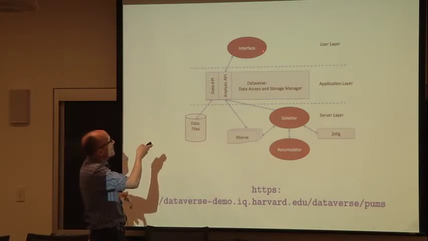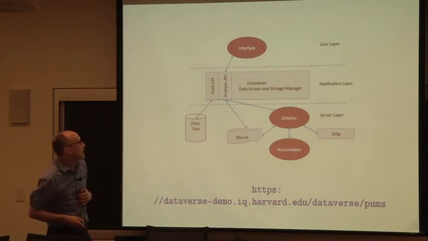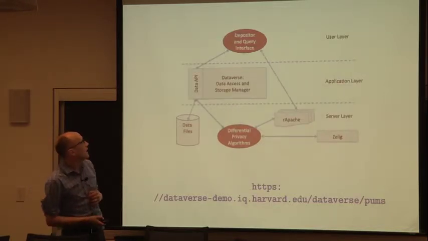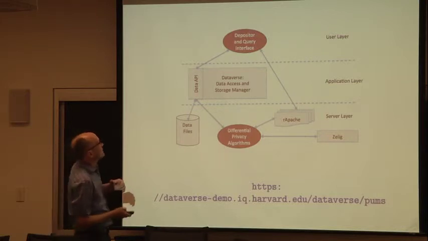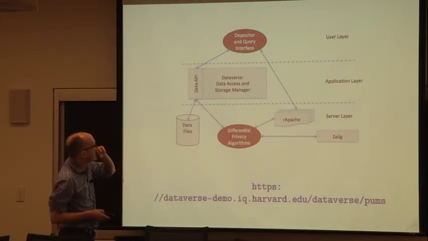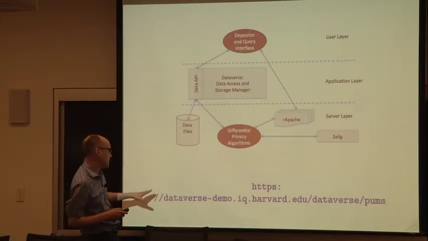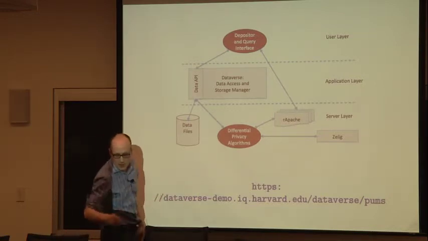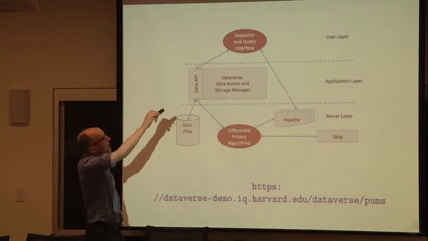So here's the architecture for how Two Ravens works. This is a better architecture, closer to what we actually use for the Two Ravens interface. And so what we have here is a thin layer.